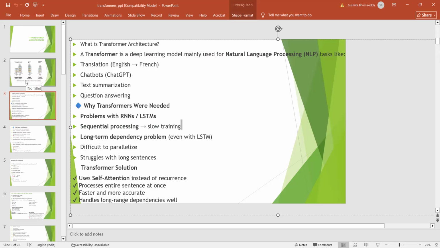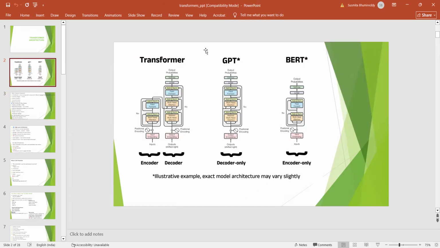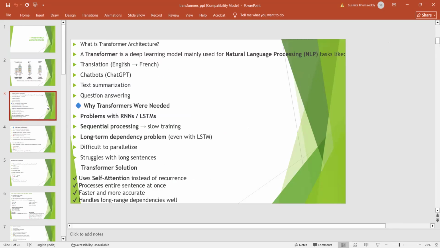Now I'm going to present you the transformer architecture here. This is a transformer architecture. This is a transformer diagram which contains encoders and decoders. First, let me tell you what a transformer is, what the use of transformers is, what they are specially designed for, and what the main use of it is. So we'll discuss it now.